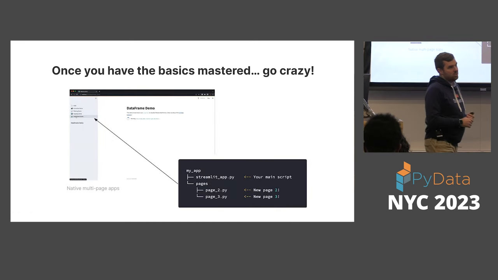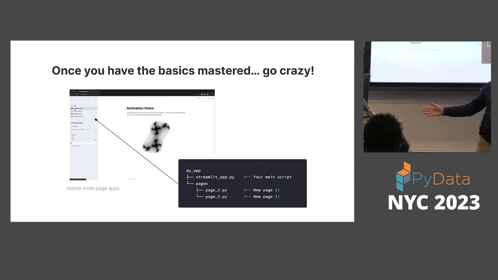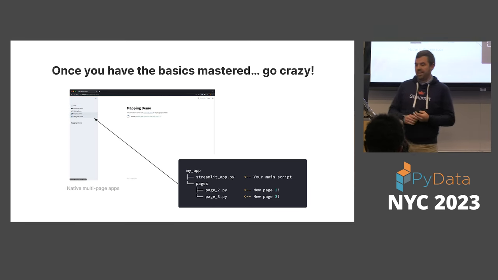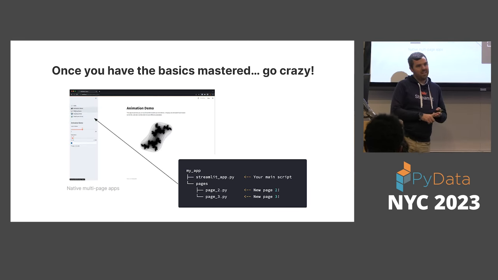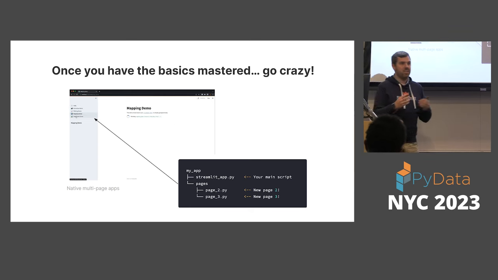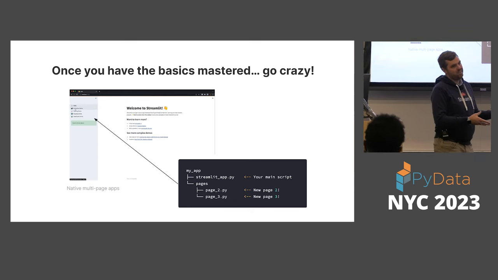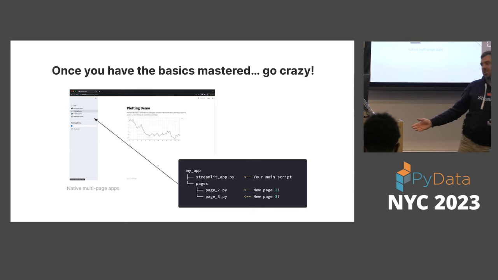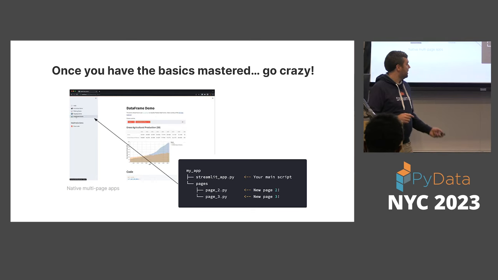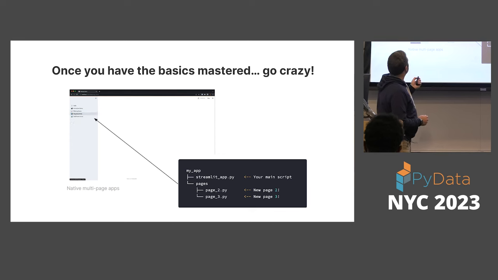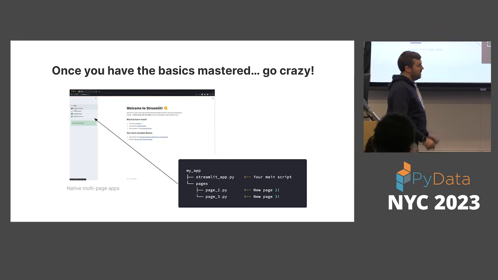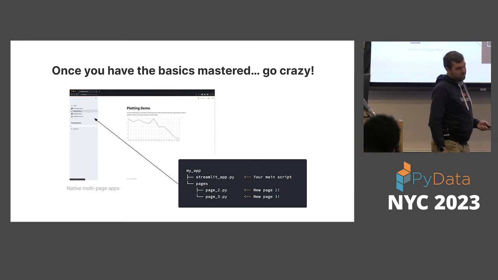This example shows the way you can just set up your repo. You set up a folder that has an app.py, and that's your first page, and then all the Python files that are in the pages folder just become pages in your app. And so you'll see in this example on the sidebar there, it builds this for you just based on whatever is in the pages folder.